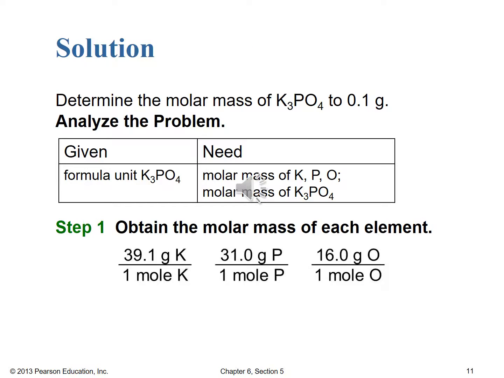So here in the first step, we're going to obtain the molar mass of each element. So just looking on the periodic table and correcting them to be to the nearest tenth of a gram, we have 39.1 grams for potassium in 1 mole of potassium, 31.0 grams of phosphorus per 1 mole of phosphorus, and 16.0 grams of oxygen per 1 mole of oxygen.